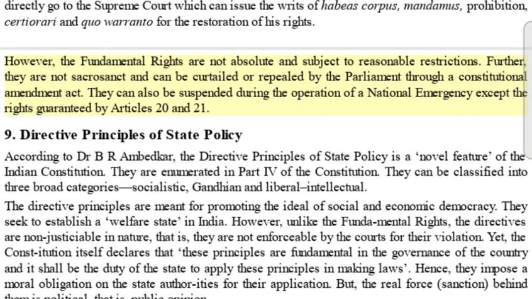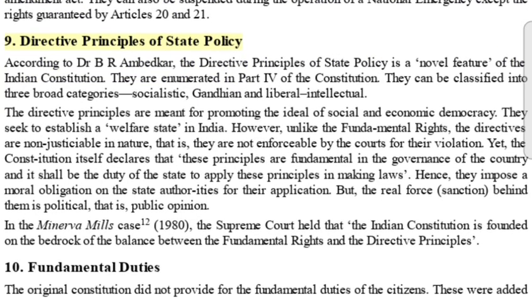However, the fundamental rights are not absolute and are subject to reasonable restrictions. Further, they are not sacrosanct and can be curtailed or repealed by the Parliament through a Constitutional Amendment Act. They can also be suspended during the operation of a national emergency, except the rights guaranteed by Articles 20 and 21.